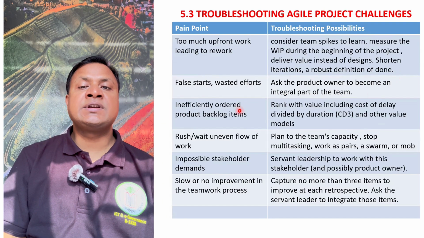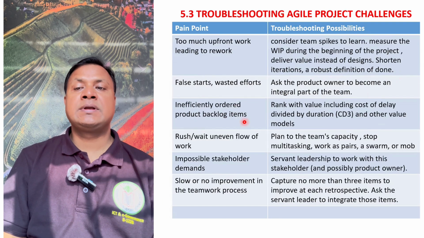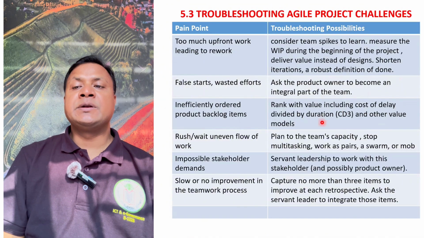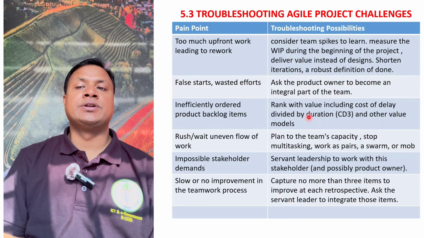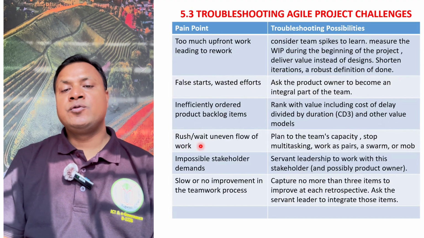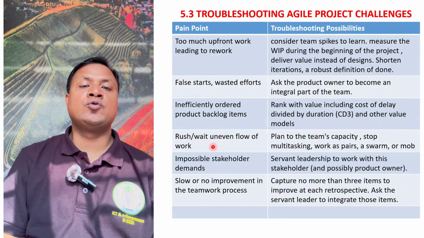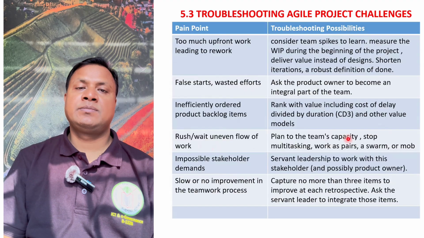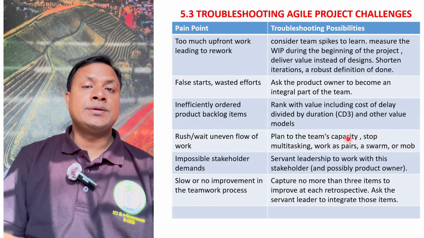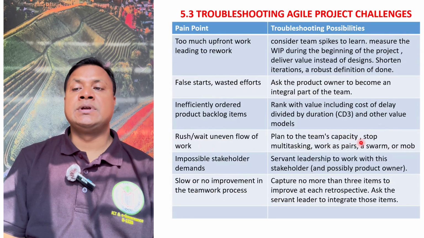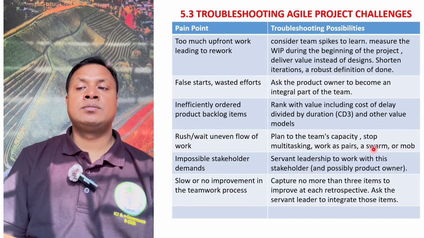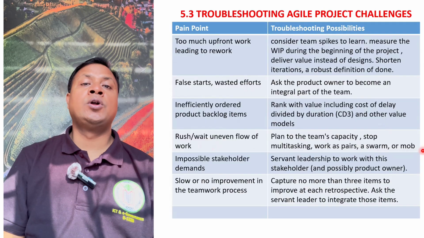If you face insufficiently ordered product backlog items, then rank with the value including cost of delay, divided by duration, and other value models. So these will help to solve this problem. If you face rushed or uneven flow of work, in that case, plan to the team's capacity. Analyze your capacity and distribute work on that capacity. Stop multitasking. Work as pair or swarm, few together, or mobbing, all team together.